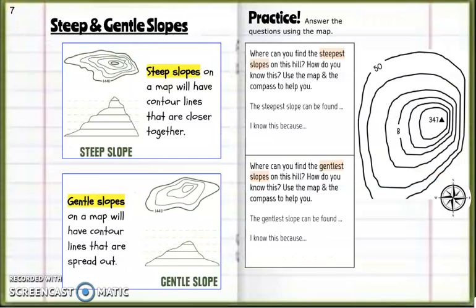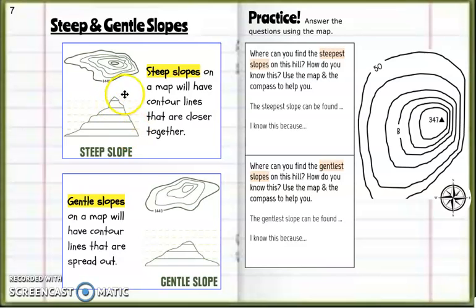Now we're going to talk about steep and gentle slopes on a map, okay? So steep slopes, if we look at this example here, steep slopes on a map will have contour lines that are closer together. So we can see that like right here on this side, on the east side of this little mountain or hill, this would be harder for us to climb. So steep, we're talking about something that's going to be a little bit more difficult to climb, okay? Probably don't want to build anything here because it can be very difficult to build any houses or buildings.